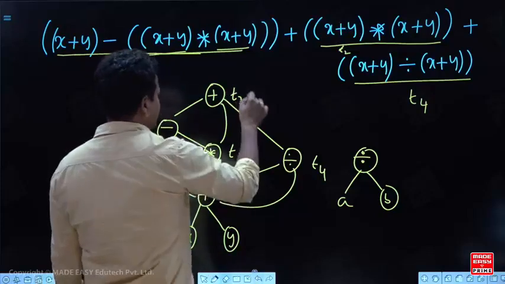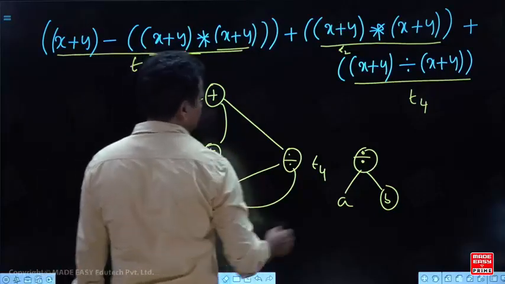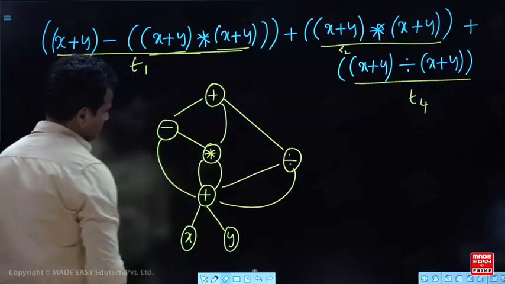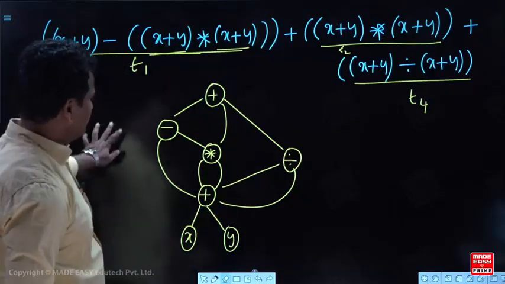Okay. So finally, how many nodes do we have? Let me check. 1, 2, 3, 4, 5, 6, 7. I have missed one thing. Something I have missed.